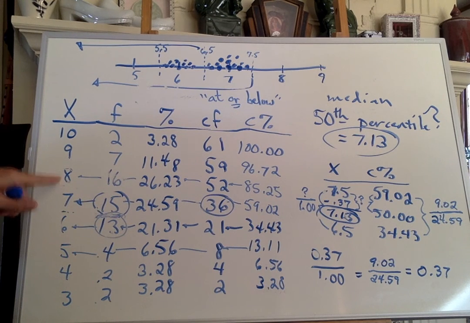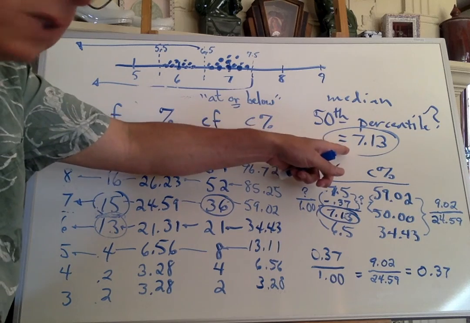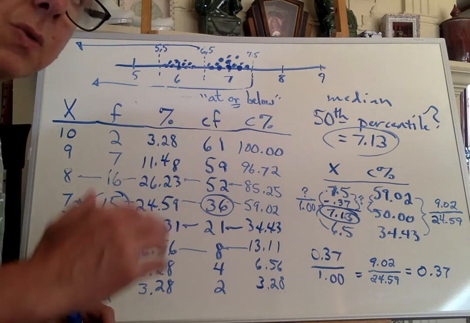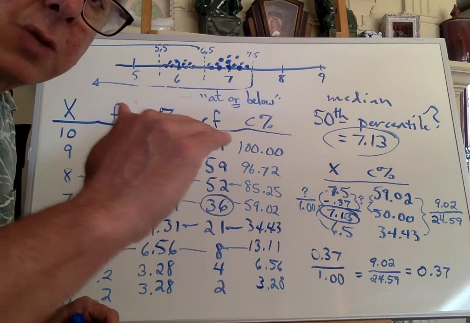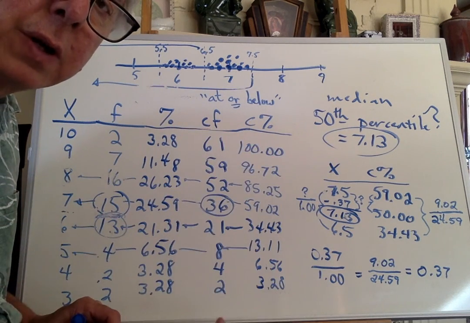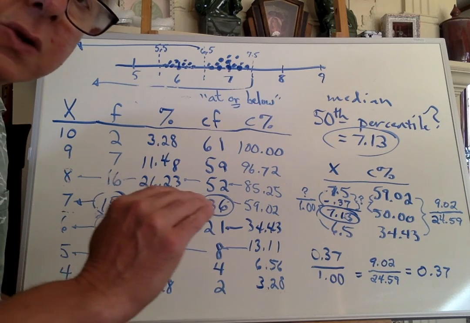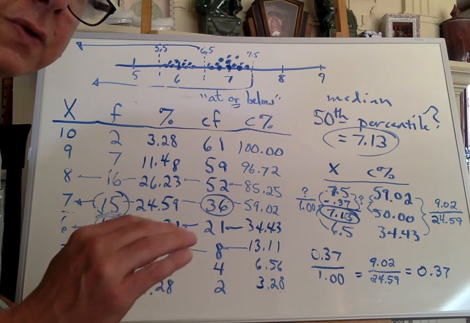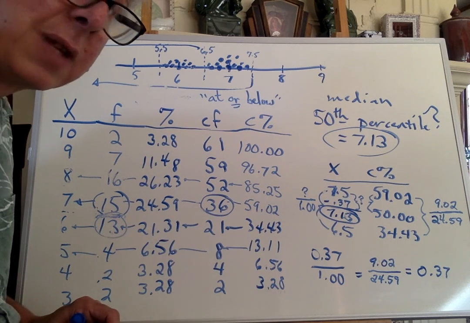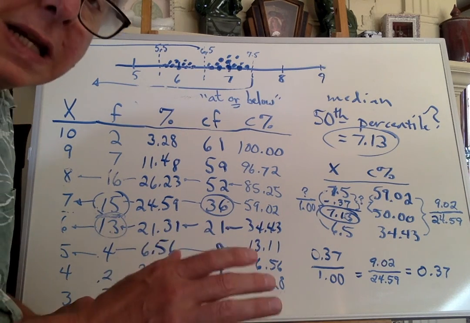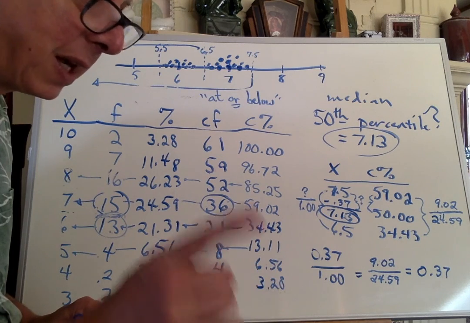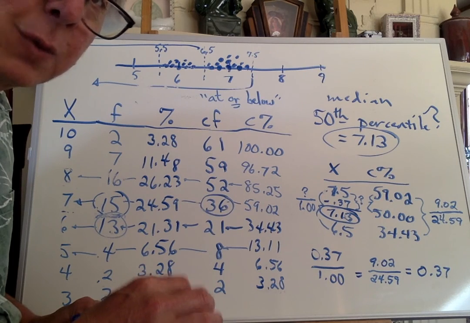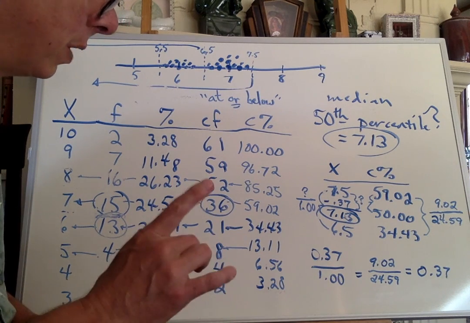Okay? The median is calculated, 7.03. That tells us where 50% of the scores in the distribution fall at or below. It's the 50th percentile. The mean, remember I said, it's a difficult concept. We have not gotten there yet, okay? We will.